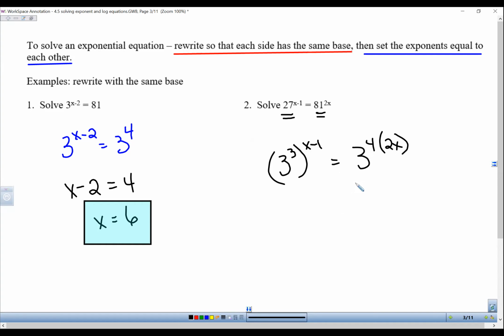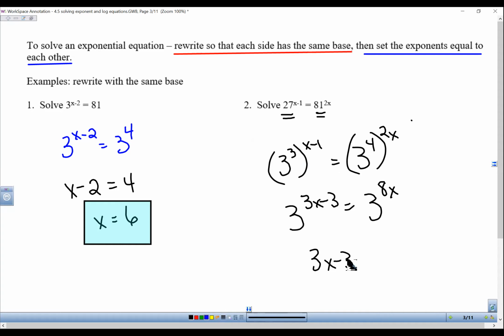Actually, I wrote this one wrong, it should be like this. When we have a power raised to another power, we multiply the two powers together. So this is 3 to the 3x minus 3, and this is 3 to the 8x. Now our bases are the same, so the exponents have to be equal. So 3x minus 3 has to equal 8x.